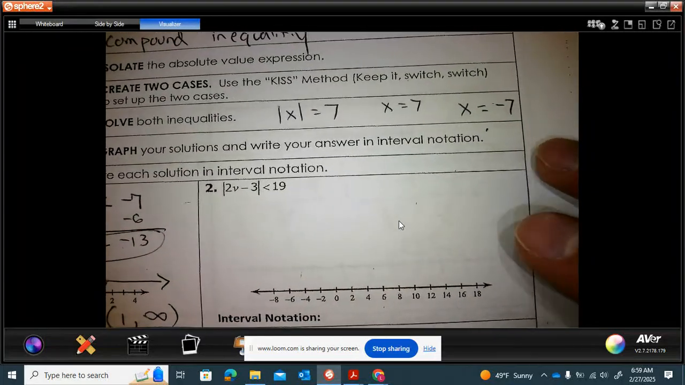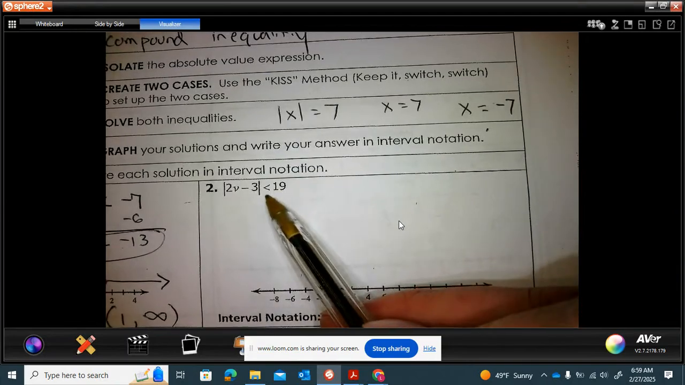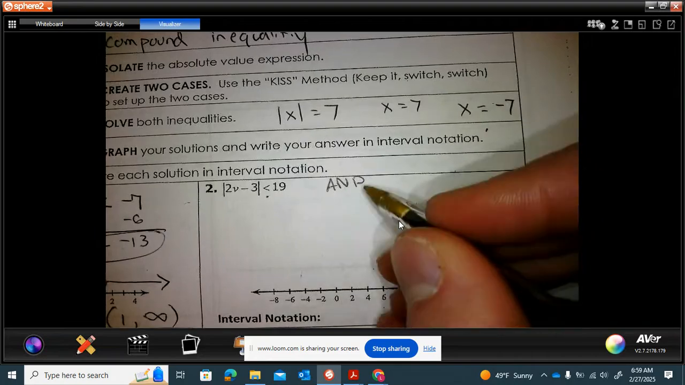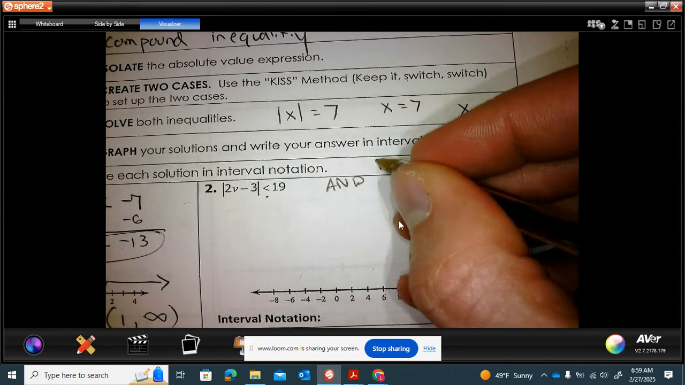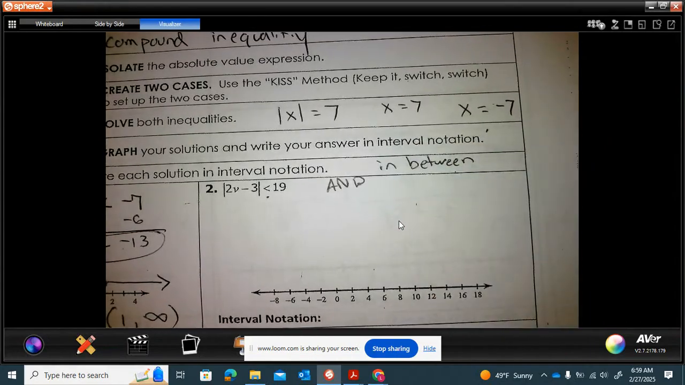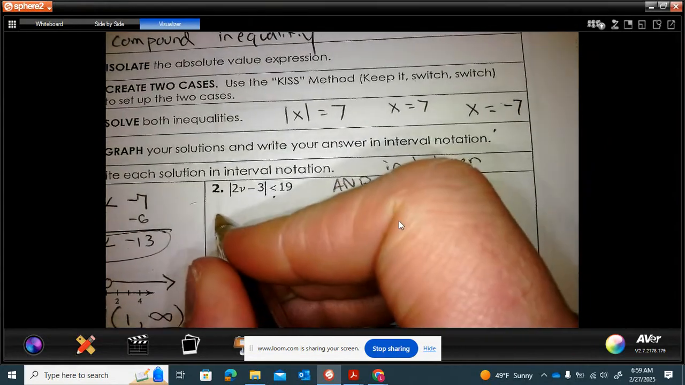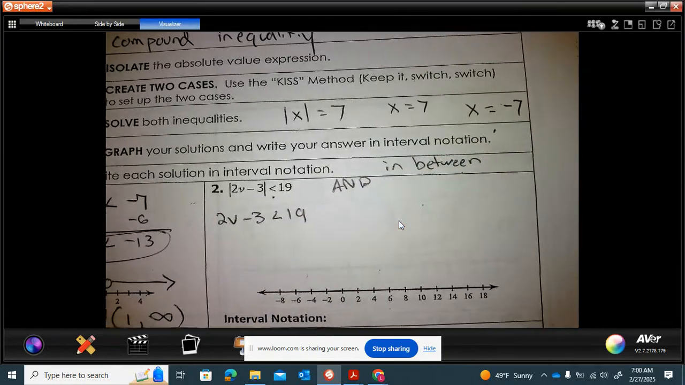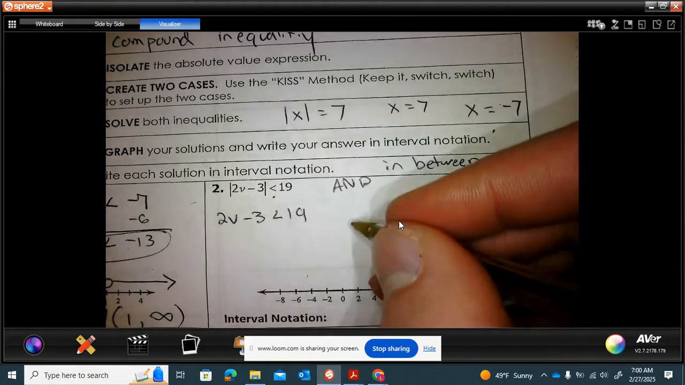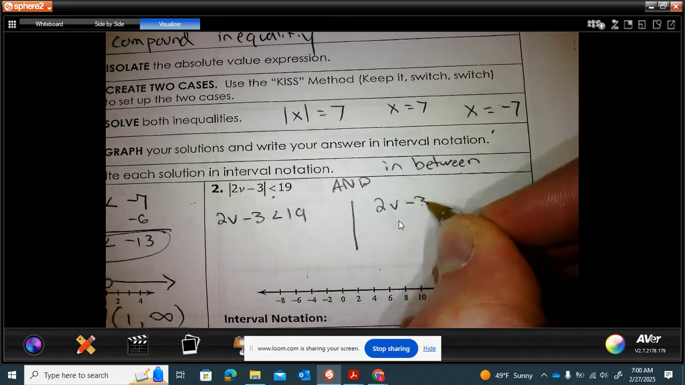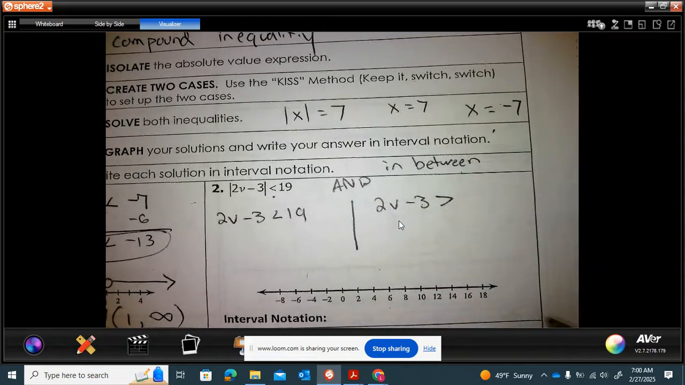So for question 2, right away it's less than, so it's going to be and, and that means it's going to be shaded in between. And so I have to set up my two cases. My first case is just 2v minus 3 less than 19. You just simply copy down the inequality without the absolute value symbol. My second one is 2v minus 3. I change the direction and I make it negative 19.